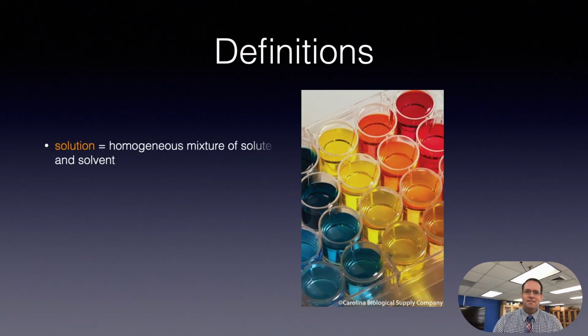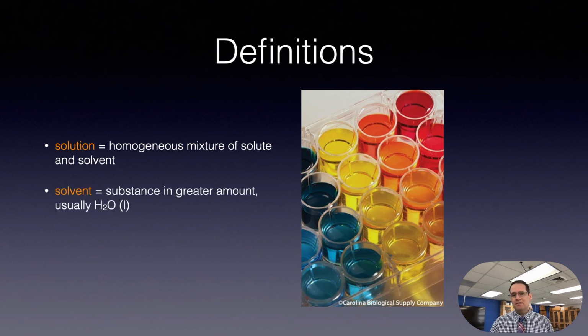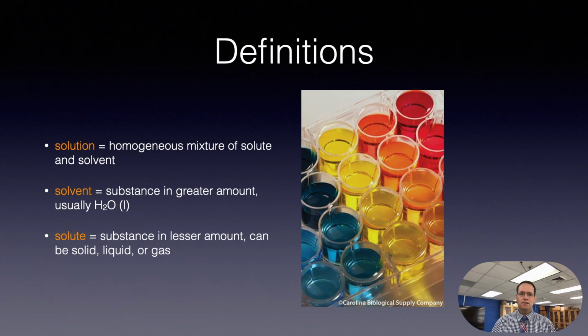So first of all, let's discuss some definitions of solubility. A solution is a homogeneous mixture, okay? It's solute and solvent. The solvent is the substance in greater amount, that's usually liquid water. And the solute is the substance in lesser amount, and this can be a solid or a liquid or a gas that's dissolved into that water.